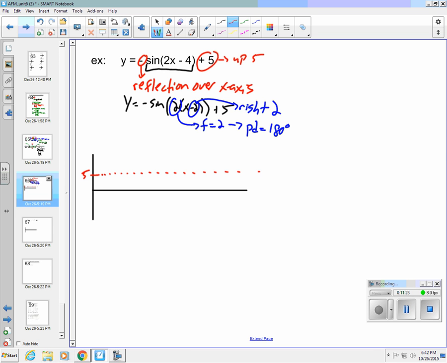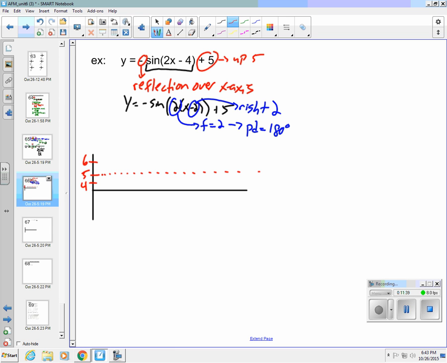The amplitude, there's no change in the amplitude, there's only reflection, so we're still going to go up 1 from that 5 and down 1 from that 5. And the last thing to mark off will be all the points on the x-axis.